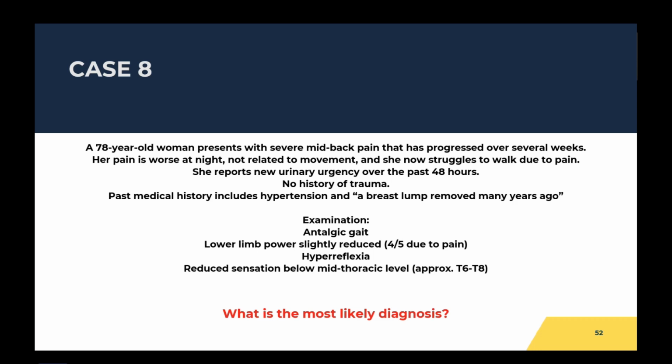On examination, she has an antalgic gait, lower limb power slightly reduced, and she describes pain, the power of 4 out of 5, and hyperreflexia, and she has reduced sensation below the mid-thoracic level. So what is the most likely diagnosis?